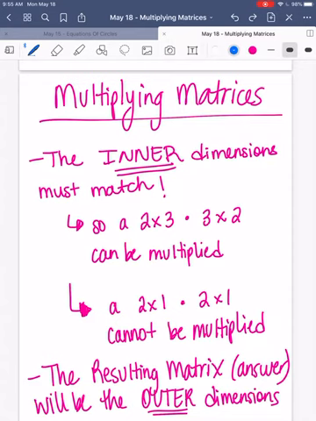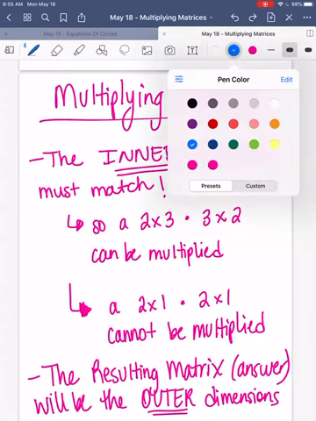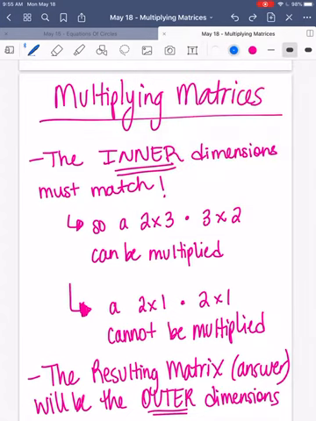So for multiplying matrices, it's not the same as adding and subtracting. With adding and subtracting, if you remember, you wanted to have the same dimensions. So like a 2 by 3 times a 2 by 3. But for multiplying matrices, you actually want the inner dimensions to match. So let's look at this first example. If you have a 2 by 3 times a 3 by 2, you can multiply them because the inner dimensions match. These are the inner dimensions. Okay? They match, they're exactly the same number, so you can multiply them.